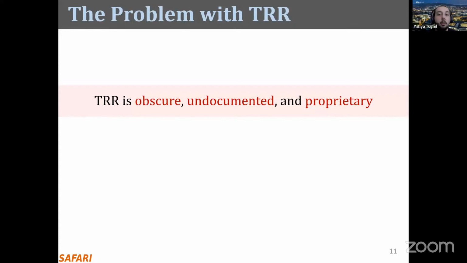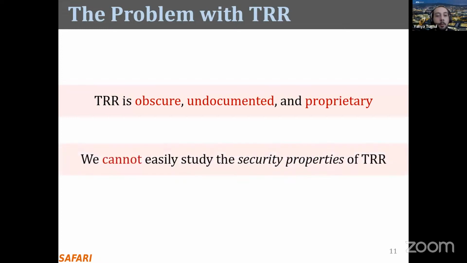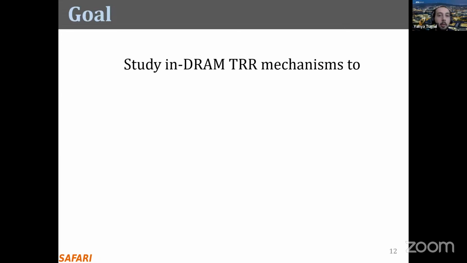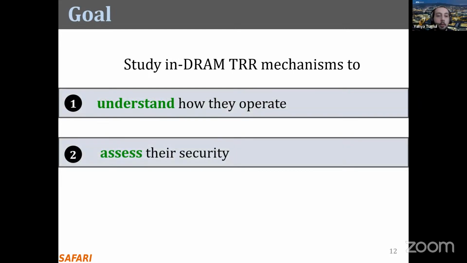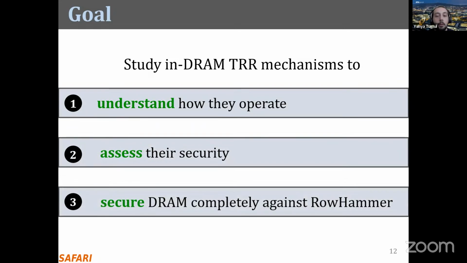Although this is how TRR operates at a high level, different vendors implement different TRR mechanisms, and we don't know their exact operation. Therefore, we cannot study their security properties and make sure they are fully secure. So in this work, we study in-DRAM TRR mechanisms to first understand how they operate, assess their security, and secure DRAM completely against RowHammer.